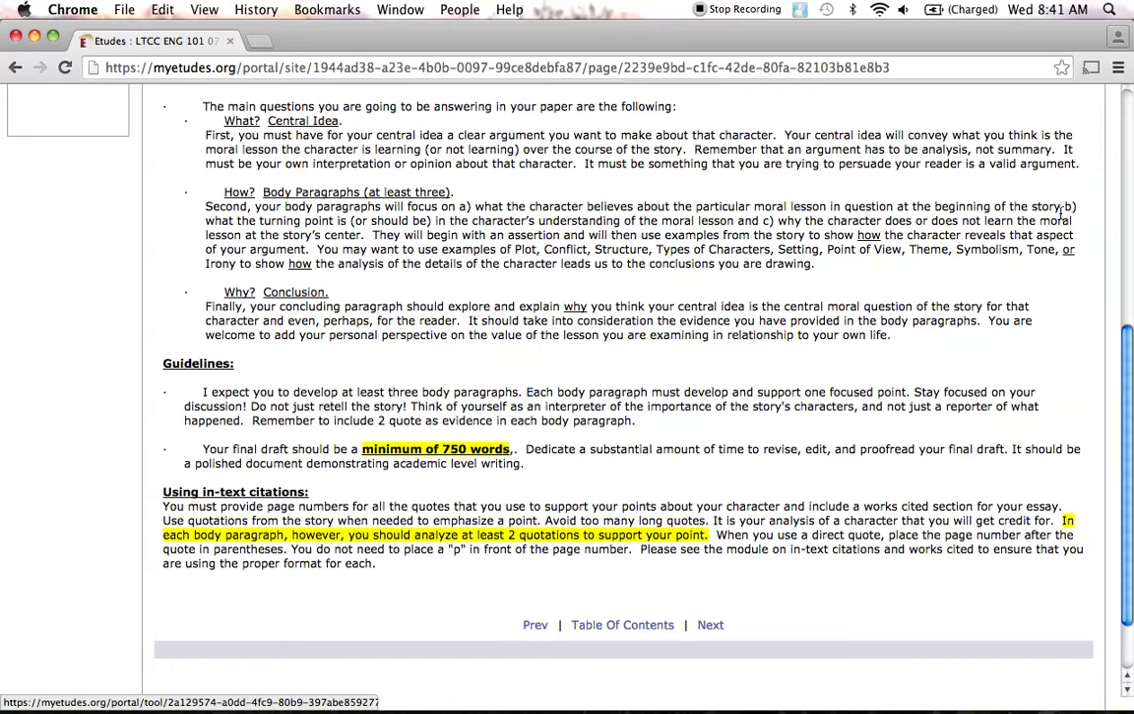Not if he or she learned the lesson yet, but when. You need to be proving that there was an opportunity to learn that lesson and what that opportunity was. Okay, and then body paragraph number 3, why the character does or does not learn the moral lesson at the story center. So you're going to basically be proving in that third body paragraph if he or she learned that lesson and why or why not he or she did or did not.